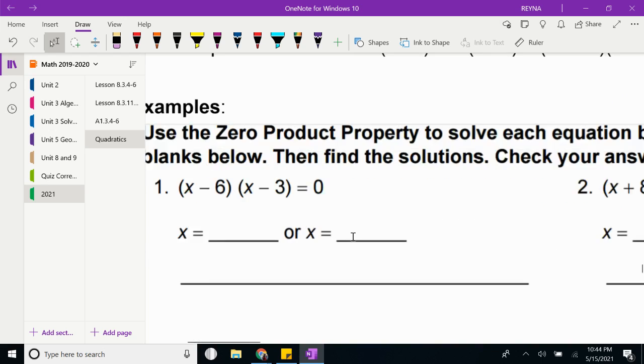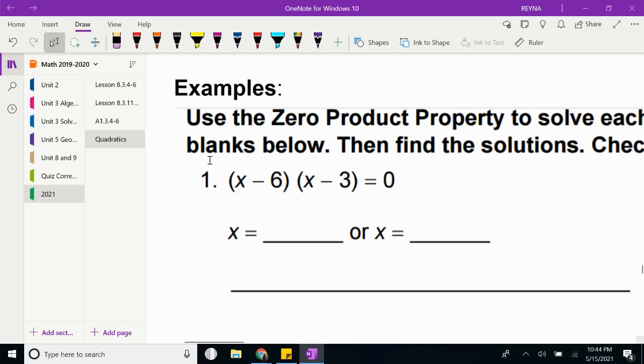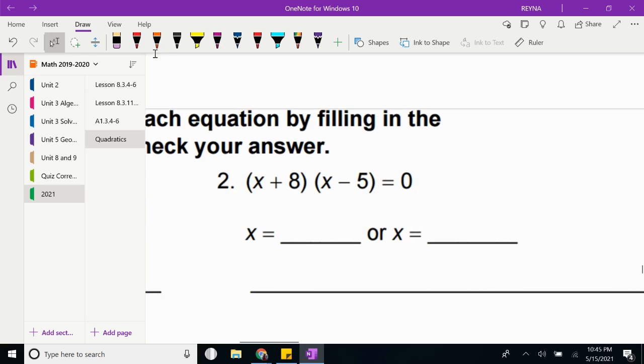Okay, so let's practice. What number could I put in here to make this binomial zero? 6. Because 6 minus 6 is 0. Okay, what could I put in here to make my binomial 0? 3. Okay, one more. What number could I put here? Negative 8. And what number could I put here? Positive 5.